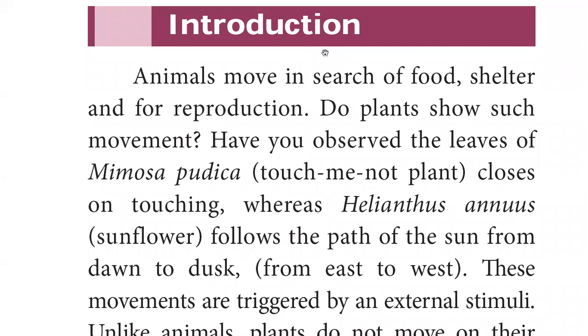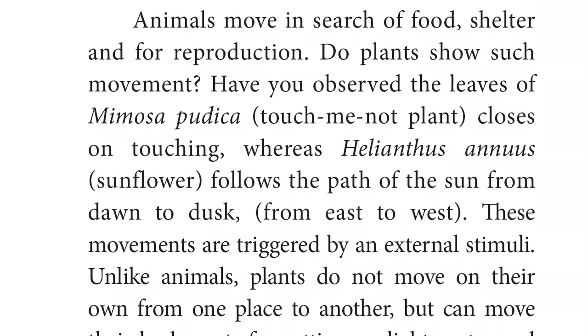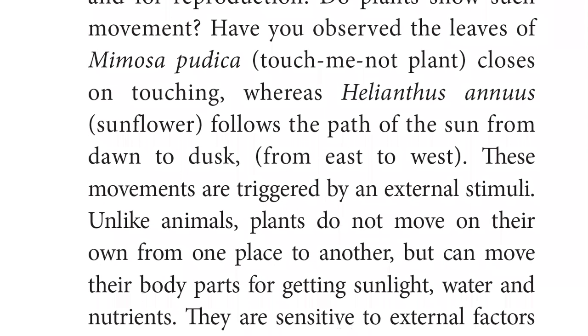We know very well animals move from one place to another in search of food, shelter, and for reproduction. Do plants show such movements like animals? Have you observed the leaves of Mimosa pudica, the touch-me-not plant? When you touch the touch-me-not plant, it closes on touching. The sunflower, Helianthus annuus, follows the path of the sun from dawn to dusk, from east to west, following the sunlight. So these movements are triggered by an external stimulus.